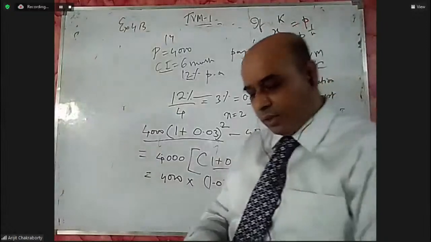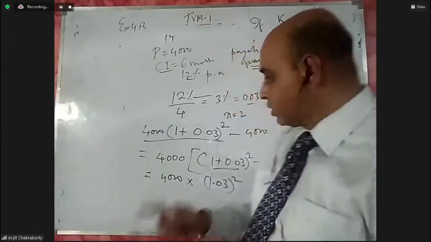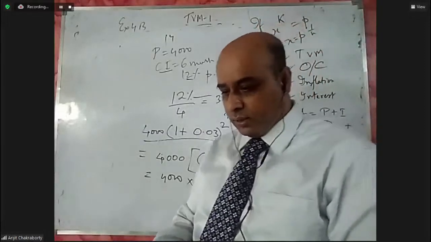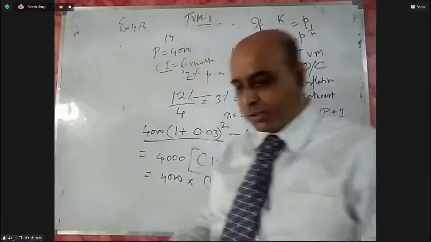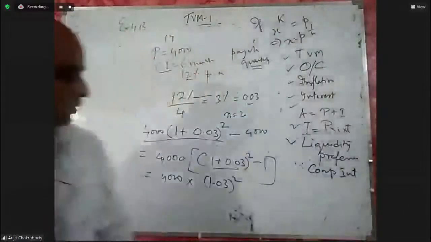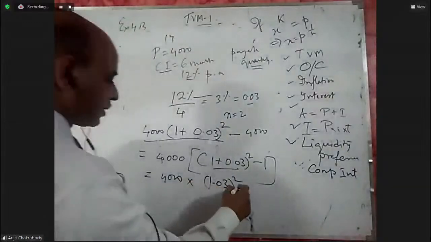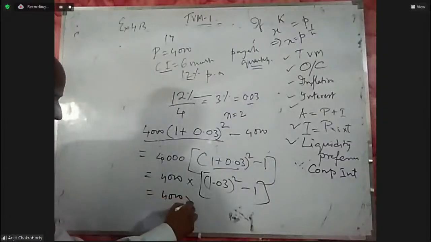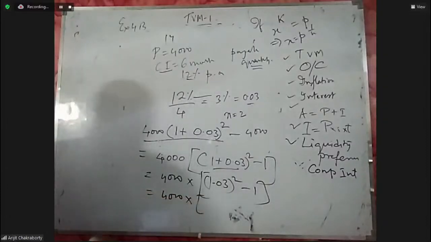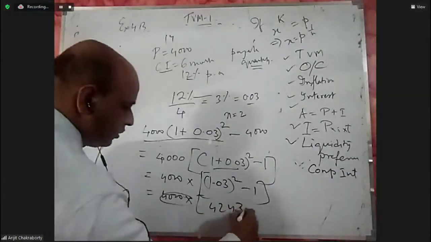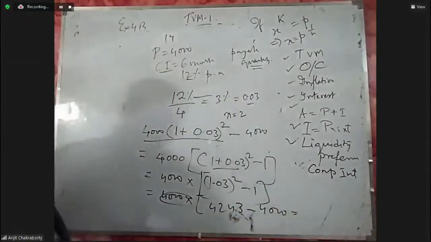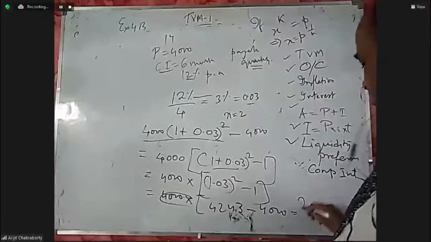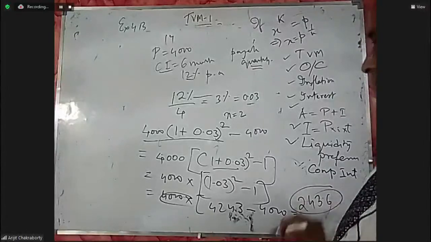1.03 into 1.03 gives you 1.0609 into 4,000. So I'm getting 4243, right? So the amount is minus 1. So I'm getting 4,000 into this, which is 4243 minus 4,000. That means the interest is 243. So I'm getting the interest at 243.6. This is the compound interest.